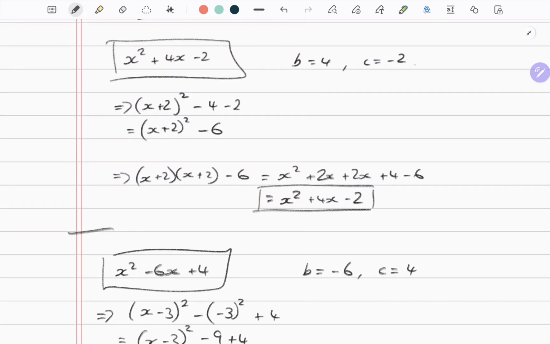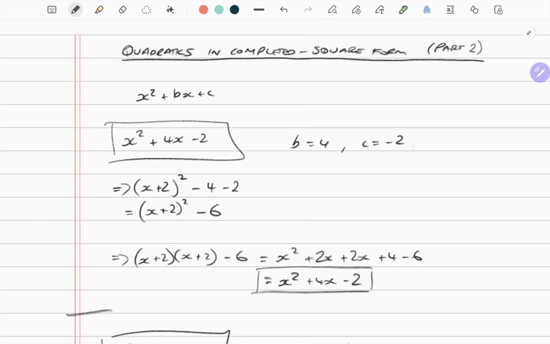Okay, so thanks for watching. So that was quadratics in completed square form. In this case, it was x squared plus bx plus c. And in the next video, we will be looking at ax squared plus bx plus c. So there'll be a coefficient for that x squared, and I'll show you how to work with those.